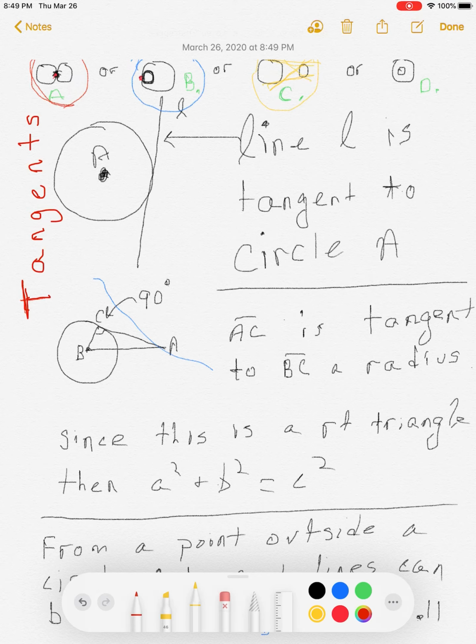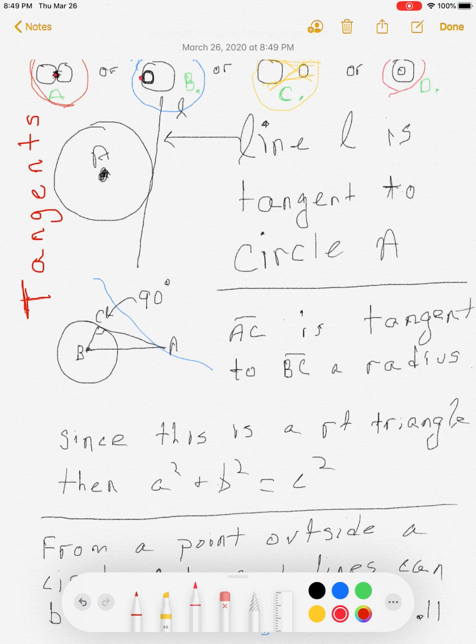Now, what does the word tangent mean? Tangent means touching at one point. In picture A, the one that's circled in red, the 2 circles touch at one point. They are externally tangent. In picture B, the 2 circles are tangent at one point. In picture C, the 2 circles are not tangent, but tangents or lines can be drawn that touch both circles in one point. And then in letter D, those 2 circles there have no tangencies at all.